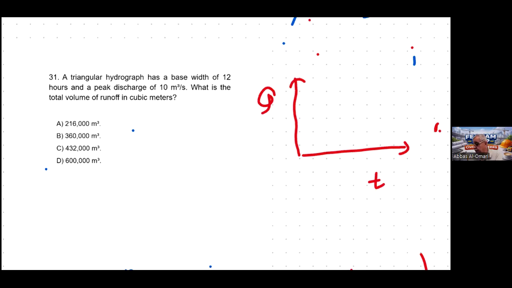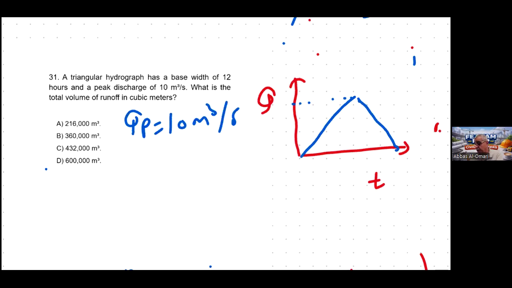And the total duration is 12 hours. So we have the peak flow, which is 10 cubic meters per second, Q peak. And the duration of the storm is 12 hours. So it is required to determine the total volume of runoff. The total volume of runoff is the area under the hydrograph.